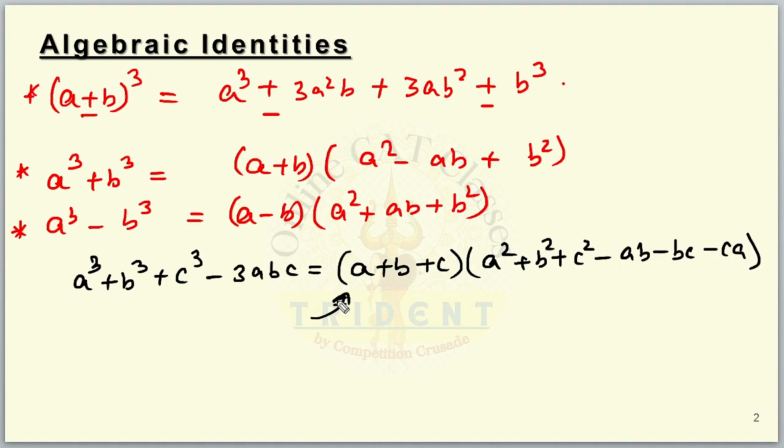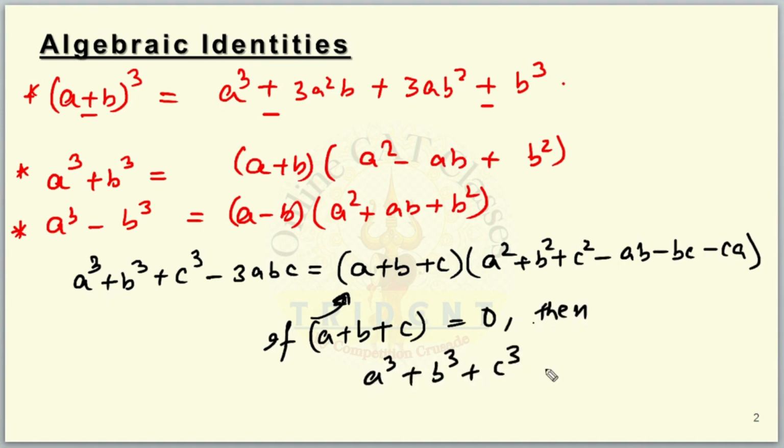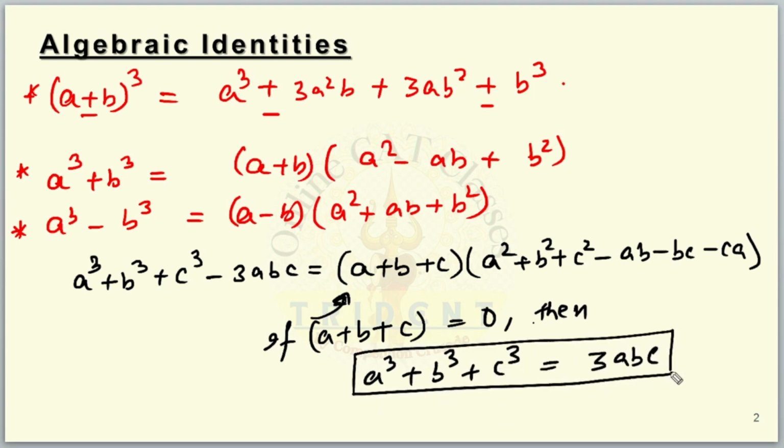Typically, CAT has this idea that they will give you this a plus b plus c as 0. So if a plus b plus c is 0, then you can directly see, and I'm writing that also, a cube plus b cube plus c cube is equal to 3abc. This is something that has been asked as a standalone question in CAT also. Alright, so this is all for identities.